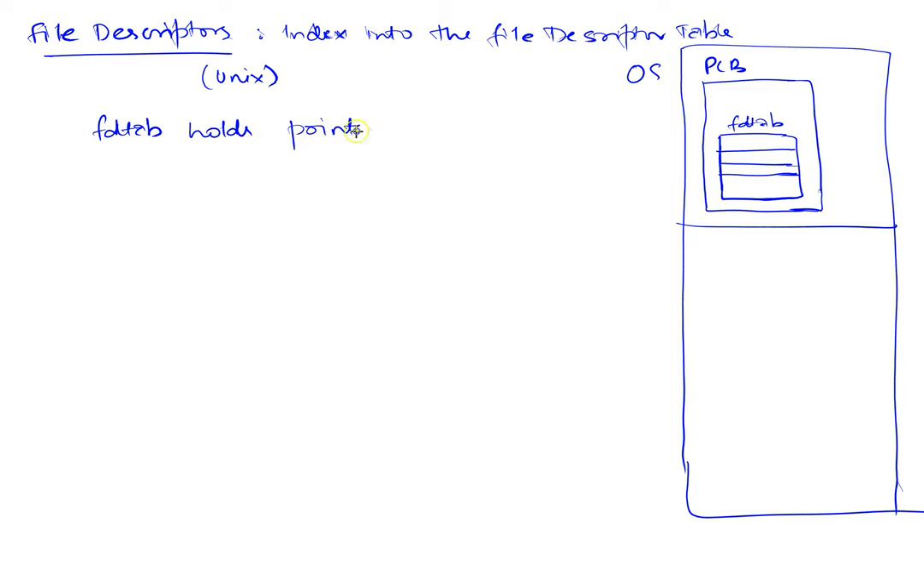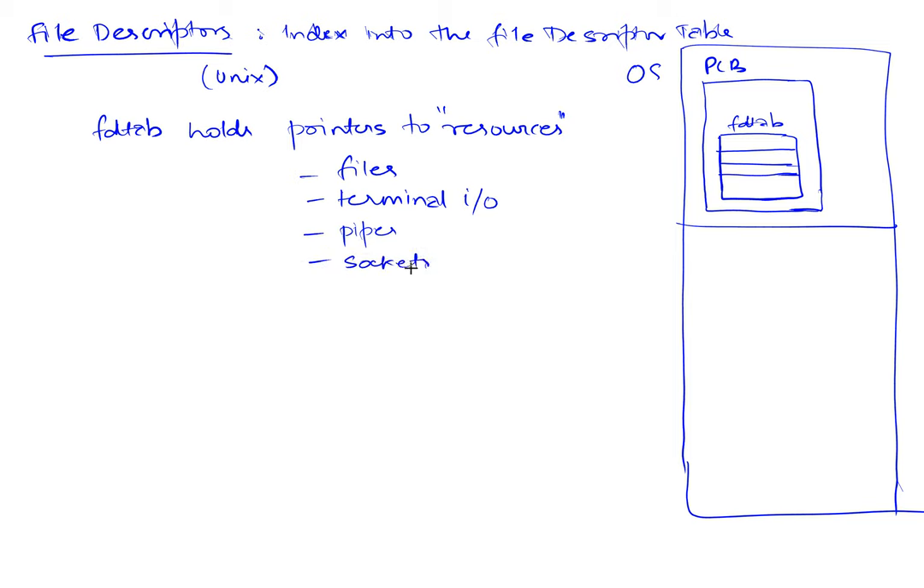pointers to resources. Now I'm using the word resources very loosely, because what happens in the Unix world is we create an abstraction. All resources, whether they be files, terminal input or output, pipes, as we will see, which are just communication channels, sockets, which are communication channels between machines, and a few others like this, any devices, if a process opens or uses them, they will have an entry here.